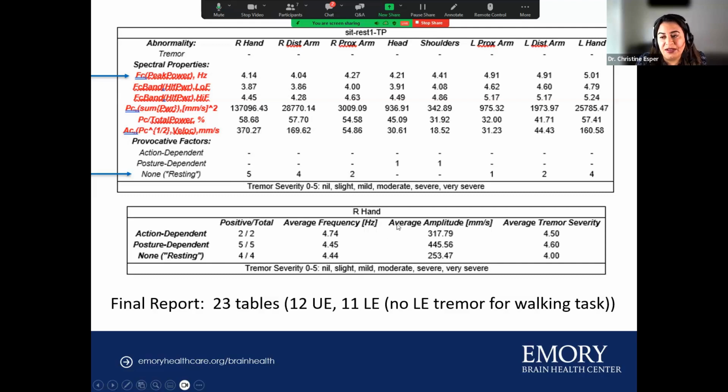severe right hand tremor. And then what's nice is we also have at the end of the report, summary findings per anatomical region and tremor subtype. So for this patient in the right hand, this patient had an action-dependent tremor, posture-dependent tremor, as well as a resting tremor in all motor tasks. And it gives you the average frequency for each tremor subtype.